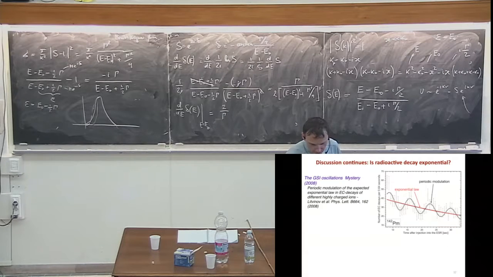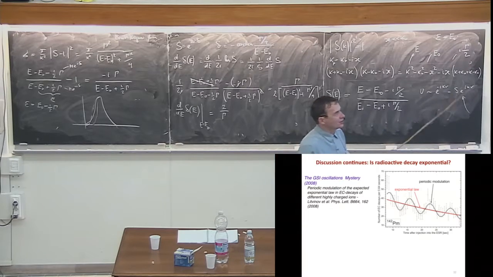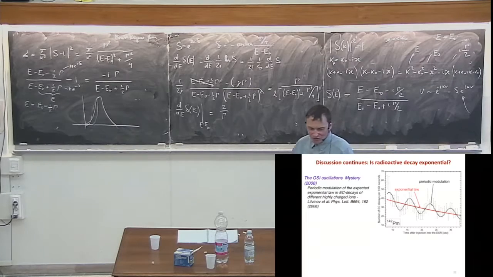Okay, so also related to recent literature, there's been interesting discussion about this GSI mystery, where the exponential decay law would be this red line, but what is observed or believed to be observed is this dashed line. So there is an oscillation in the decay curve as opposed to an exponential.